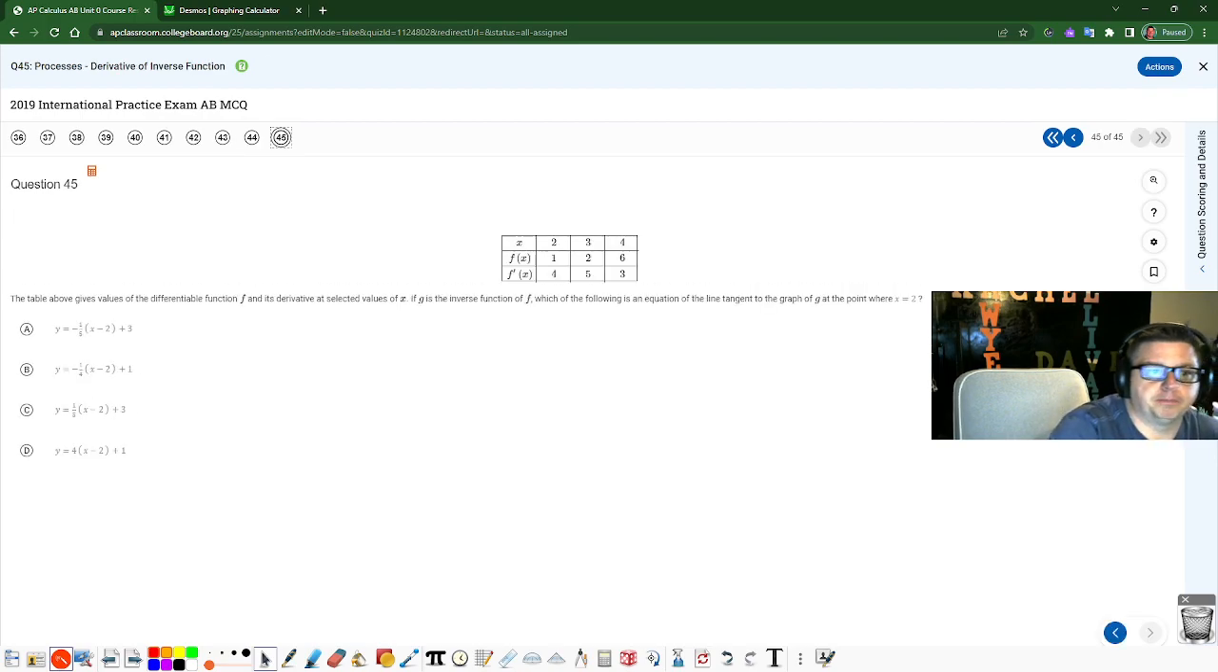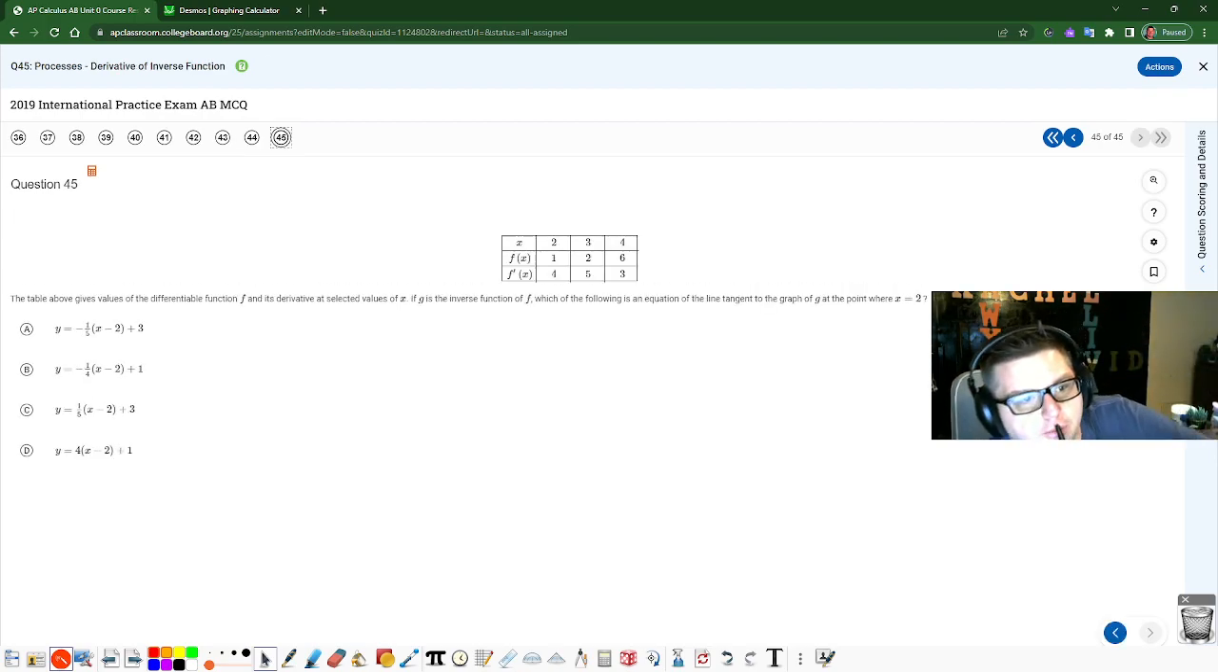All right, last problem. So the table above gives values of the differentiable function f and its derivative at the selected values of x. If g is the inverse of f, which of the following is an equation of the line tangent to the graph of g at the point where x equals 2?